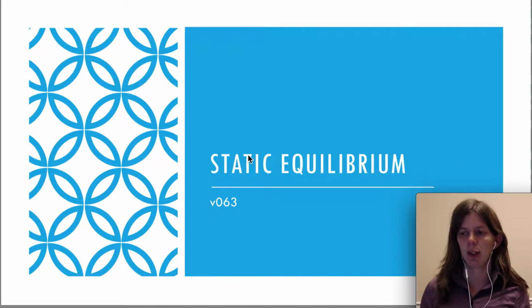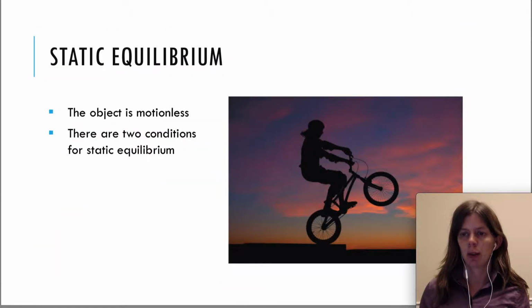Hello, this is video 63, and we're going to start our discussion of static equilibrium. The definition of static equilibrium is that your object is going to be motionless or at rest. You can see it in this picture. This person is balancing the bike, and he or she is at rest.